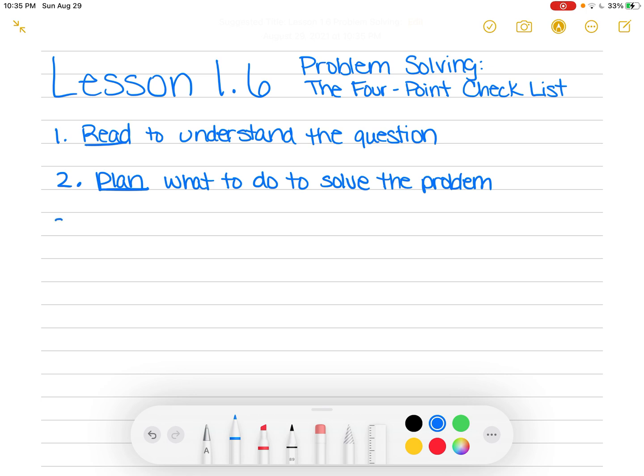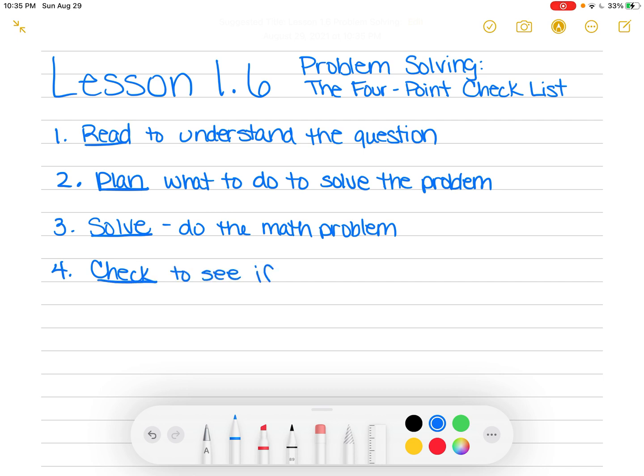Okay, number 3 is solve. And it says solve the problem by carrying out the plan. I'm just going to write solve. So this is when you actually do your math problem, right? Or let's write it like this. Do the math problem. Okay, and then last thing, number 4, is check. So check to see if answer is reasonable.